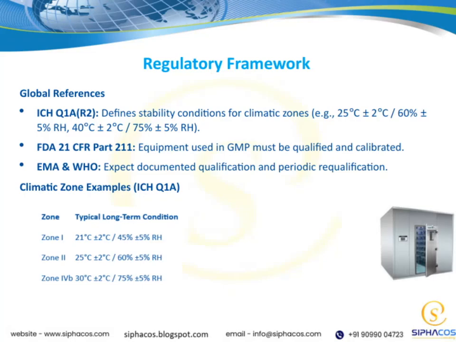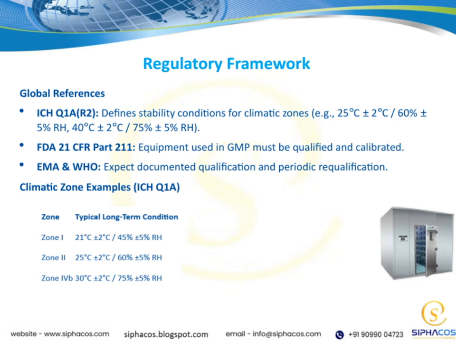Let's take a closer look at the regulatory framework that guides stability testing across different regions, starting with the International Conference on Harmonization, or ICH-Q1A, R2. This guideline sets the standards for stability conditions based on climatic zones. For example, it specifies that in temperate zones, we typically look at around 25 degrees Celsius with a relative humidity of about 60%, plus or minus a couple of degrees or percent. In more tropical or hot climates, the conditions might be around 40 degrees Celsius with 75% relative humidity. These conditions help us simulate storage environments and ensure our products remain stable.